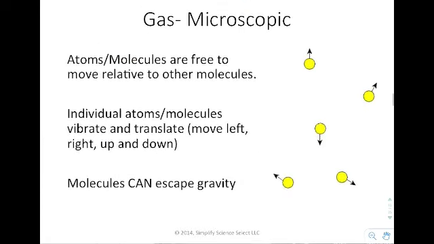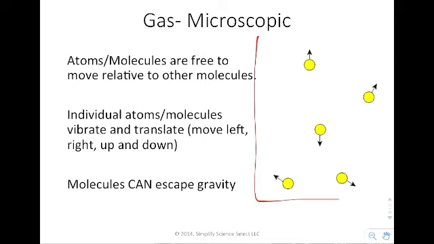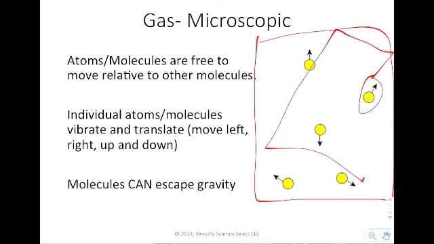Okay, atoms are free to move relative to one another, so you have a container right here. The gas will occupy the entire container. They'll move left, right, up, down, all those sorts of things, and they can't escape gravity. They're moving fast enough where they can occupy the entire volume. So these will come here, they'll collide with the walls, and they'll go in all different directions. They're free to move relative to one another.